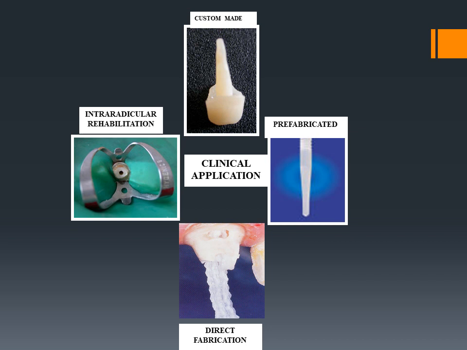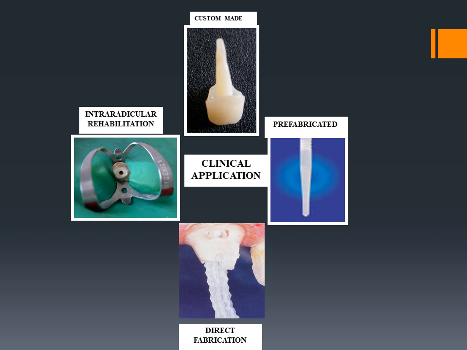They are very important in clinical applications, such as use as intraradicular rehabilitation for teeth which have lost more than half of the crown structure. These prefabricated posts are regularly used to build up the lost crown structure, and they can be fabricated directly on the tooth, which reduces lab procedures, chairside time, and the number of visits of the patient to the clinic or hospital.